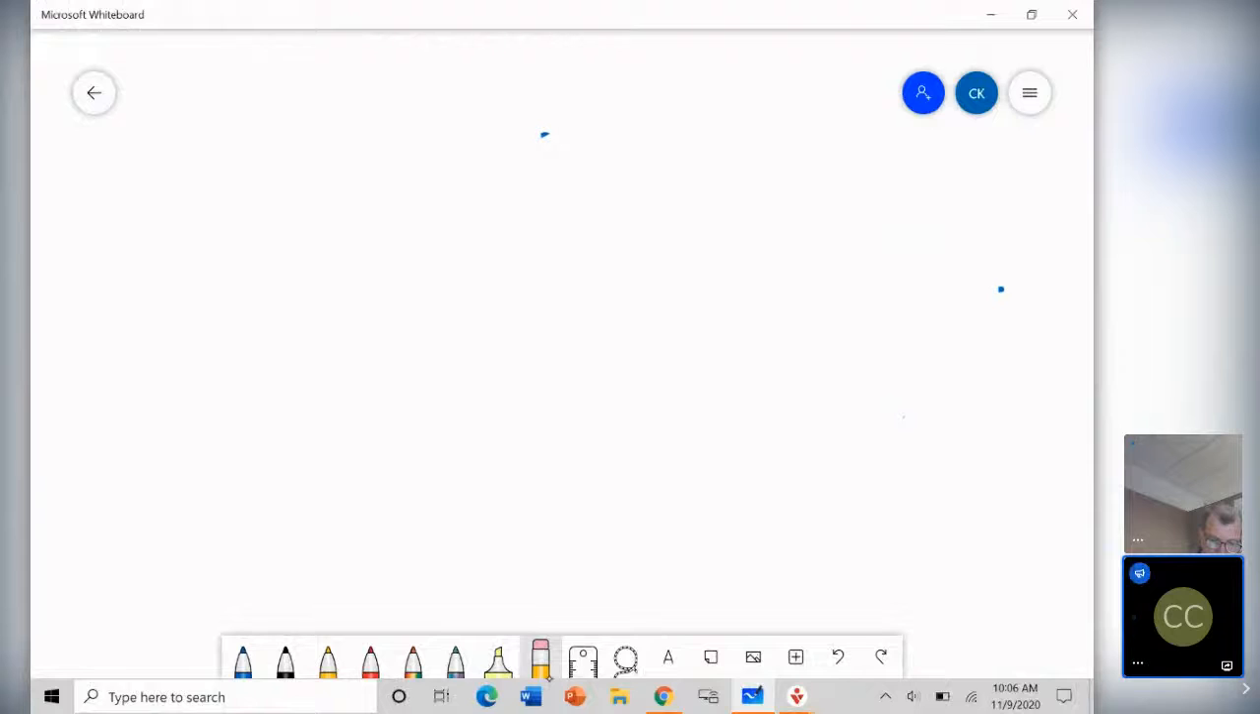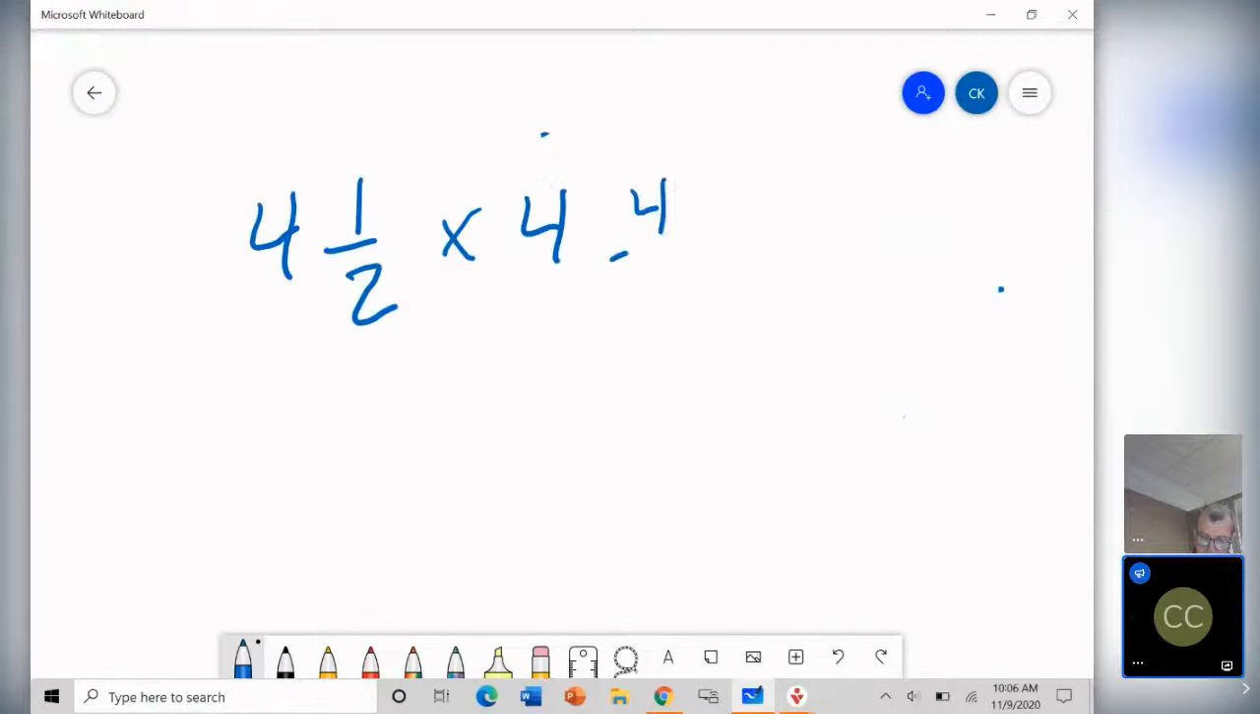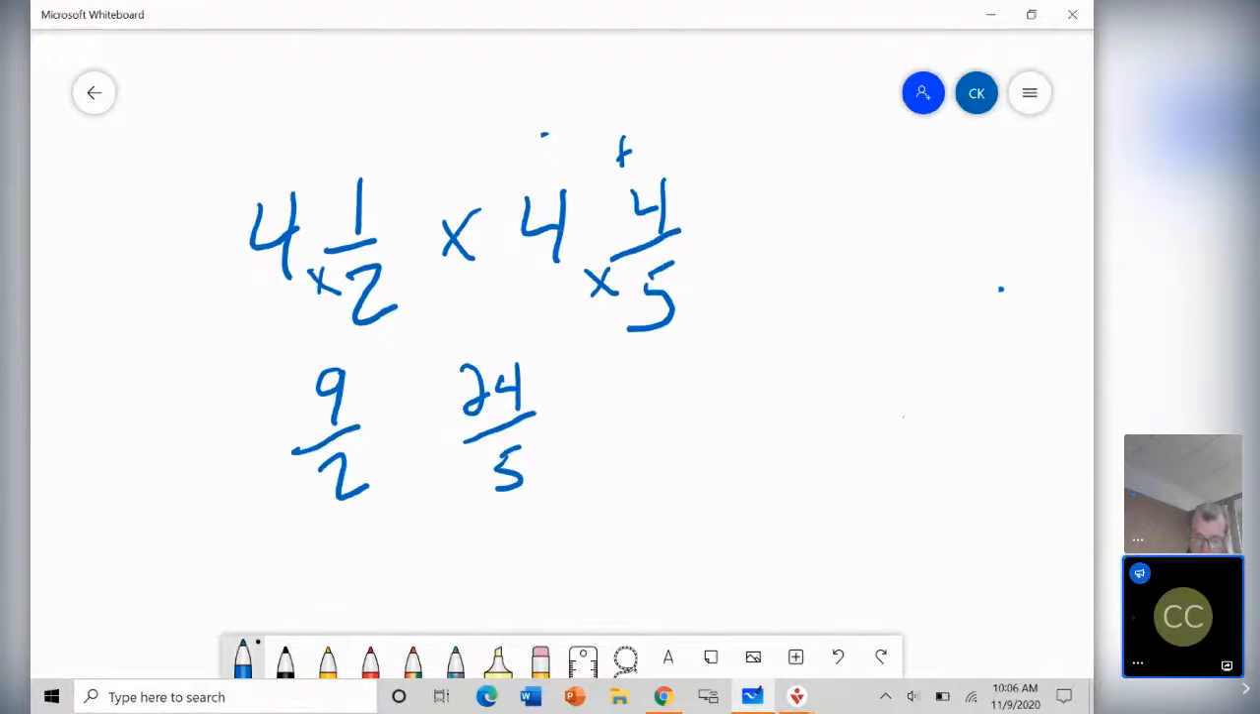We'll do 4 1/2 times 4 4/5. So we're going to have 2 times 4 is 8, plus the 1 is going to be 9 over 2. Then we have 5 times 4 is 20, plus 4 is 24 over 5. Okay, so 9 times 24 is going to be 216, and 2 times 5 is going to be 10.